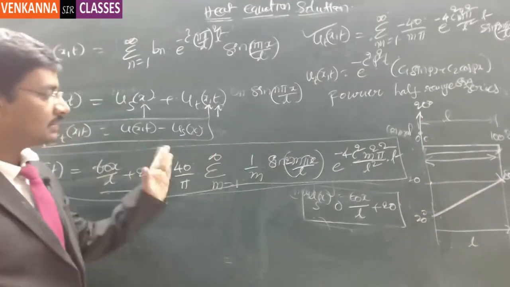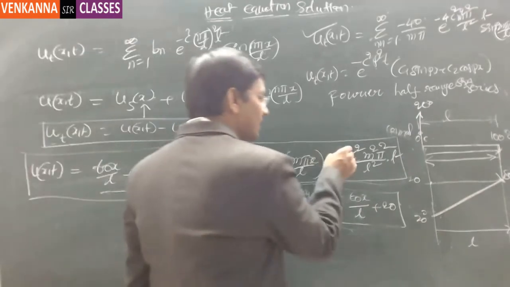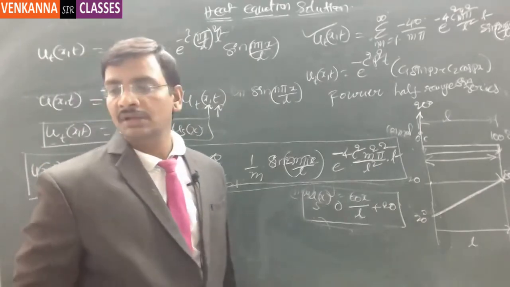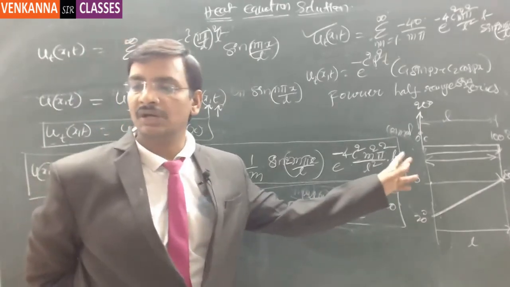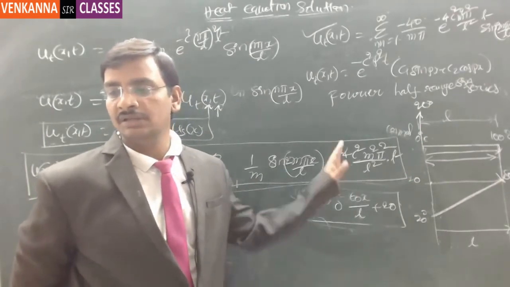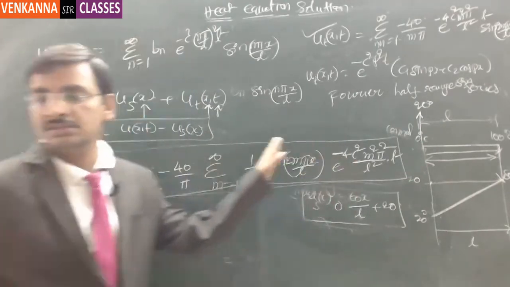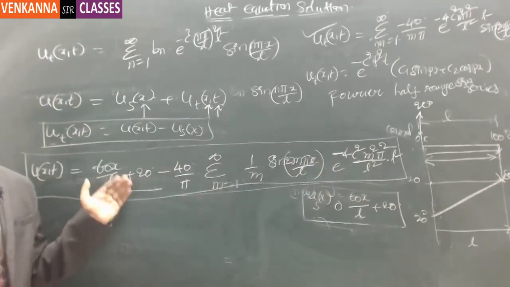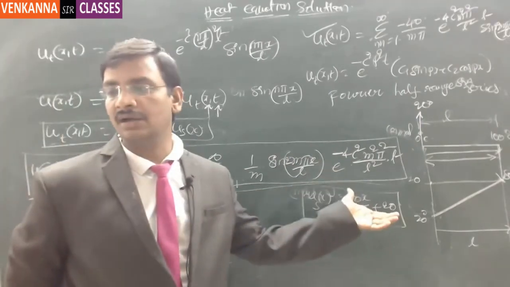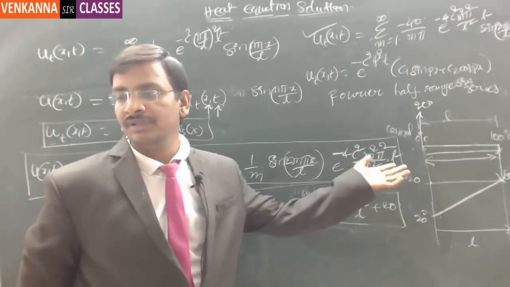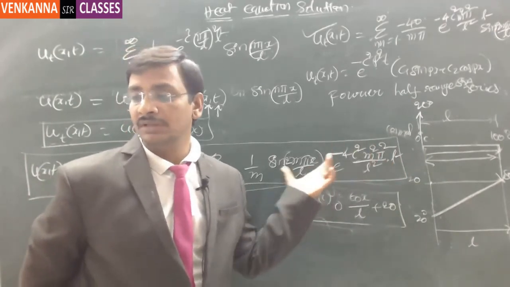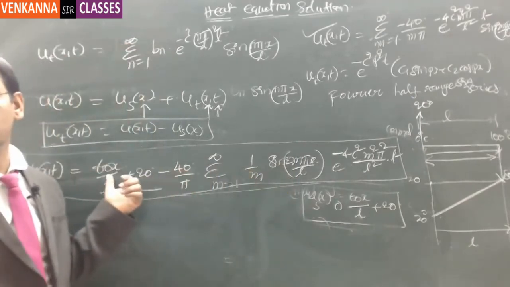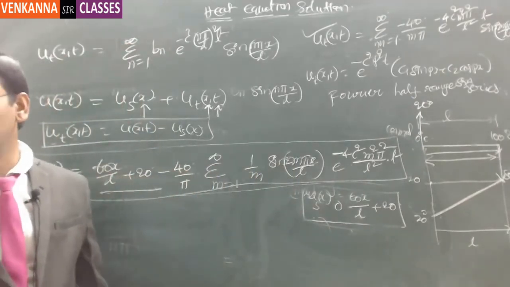If you notice clearly, this is e power minus 4 c square m square pi square by L square into t. Here, as t keeps on increasing, let us say t becomes infinite, then this is going to be e power minus infinity, and this entire part will become 0. Then we have only the steady state solution part. But at t equal to 0 plus, that is immediately after 0, this value will be a finite value. Then the behavior shown by this transient part is going to be quite predominant in this entire solution. Got it or not?